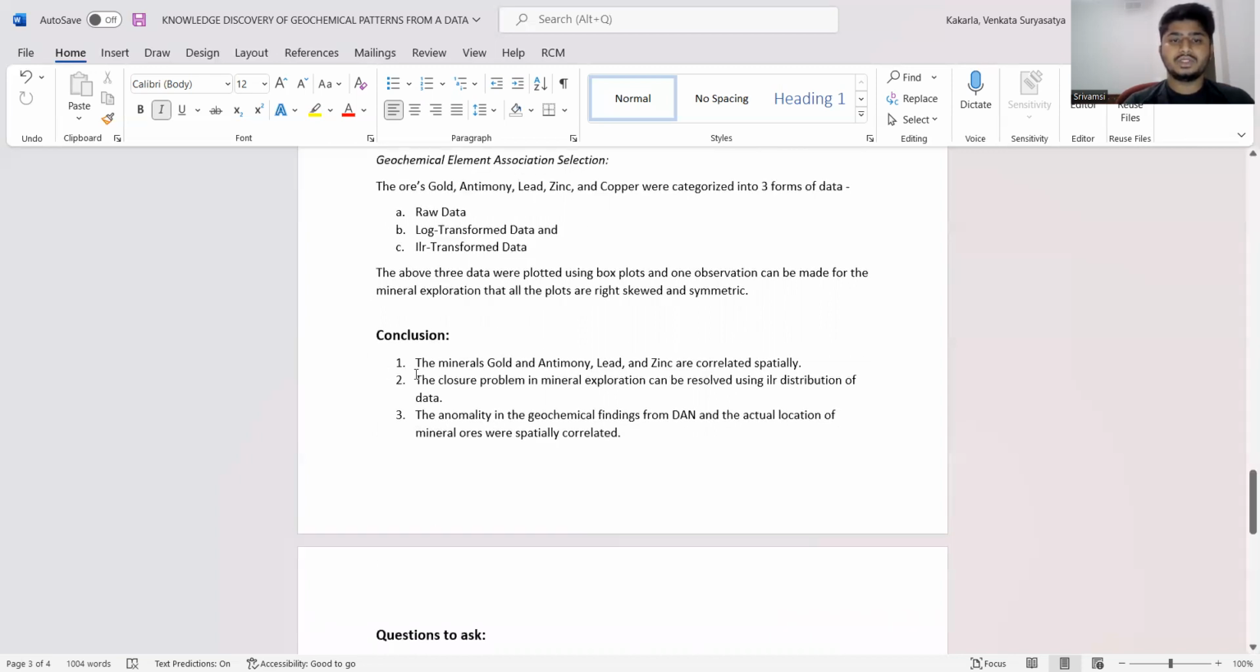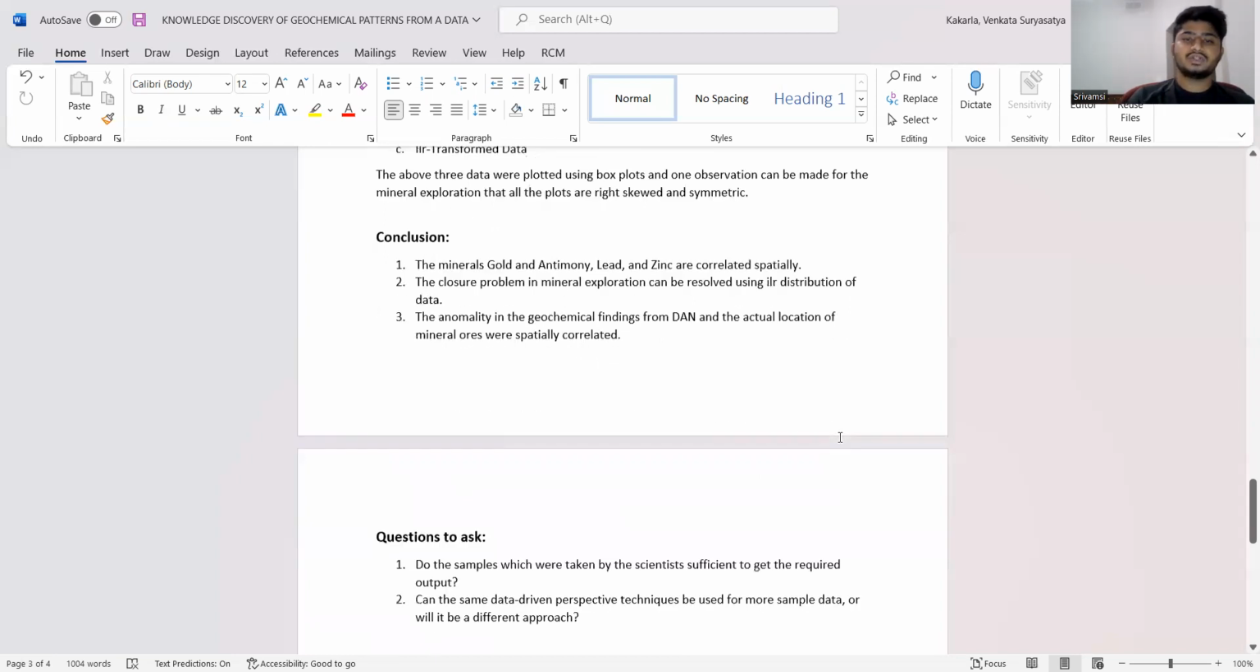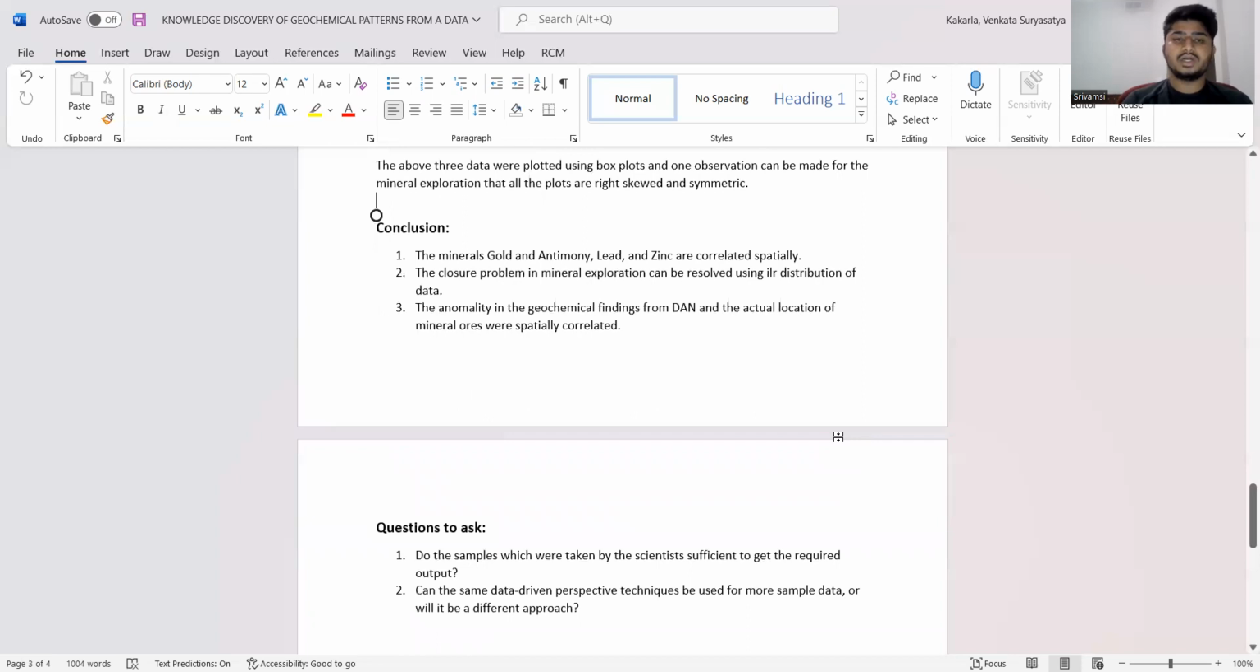Coming to the conclusion, the minerals gold and antimony, and lead and zinc, are spatially correlated, and the closure problem in mineral exploration can be resolved using ILR distribution of data. The anomalies in the geochemical findings from DAN and the actual location of the minerals were also spatially correlated.